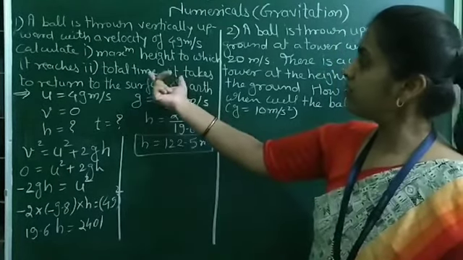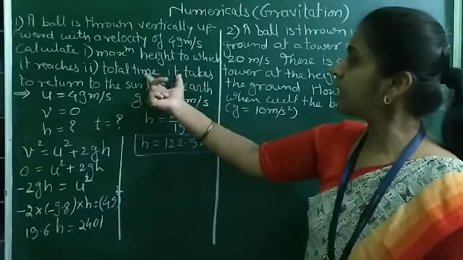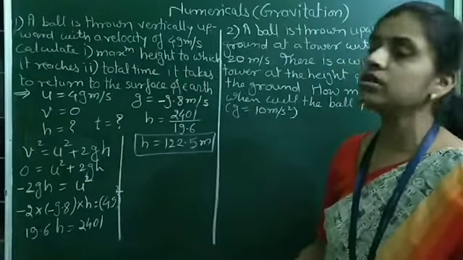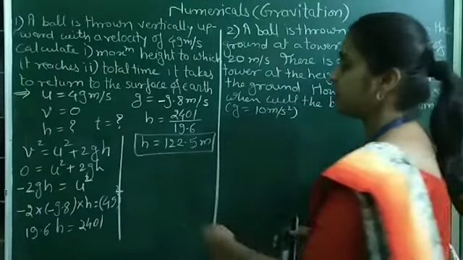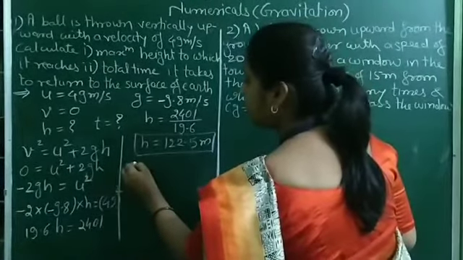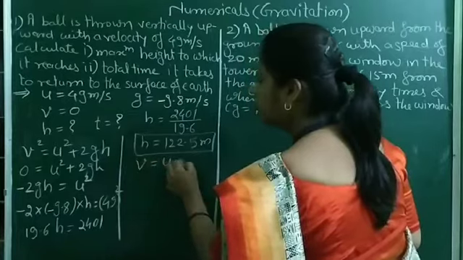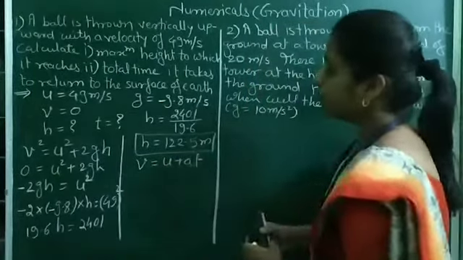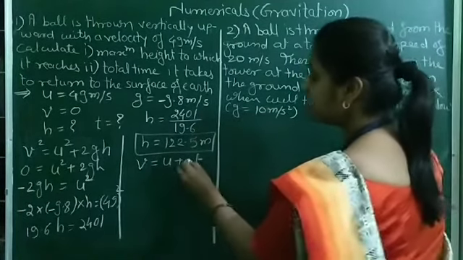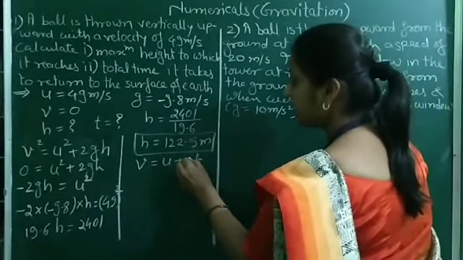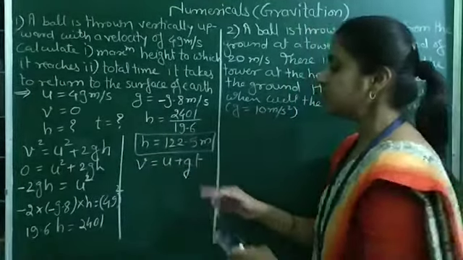Now what we have to find? We have to find the total time it takes to return to the surface. How much time it requires to return to the surface will be found out with the help of v is equal to u plus at. So v is equal to u plus at, but here a is replaced by g, therefore we can say that v is equal to u plus gt.